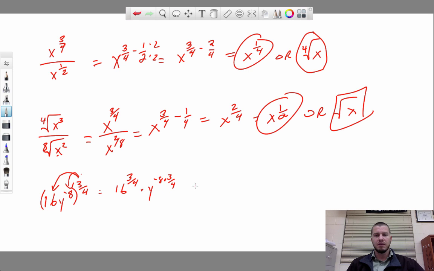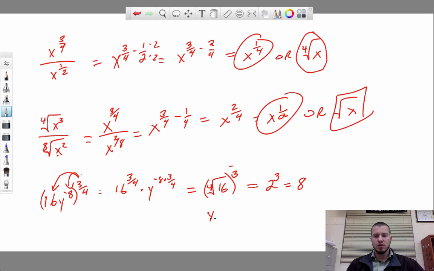And I'm going to simplify each of those separately. This becomes the 4th root of 16 raised to the 3rd. Well, in this case, it's going to be easier to take the 4th root of 16 and then raise it to the 3rd, which will become 2 raised to the 3rd, which is 8.